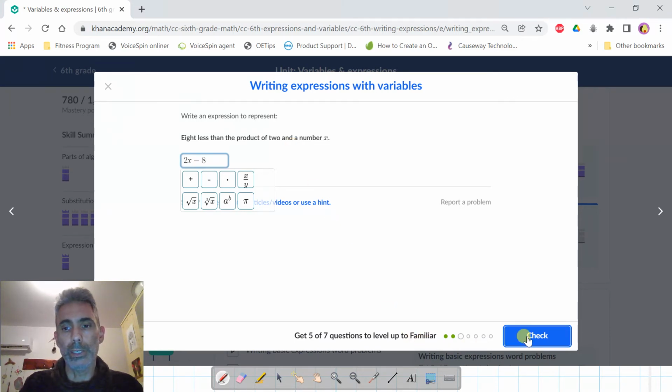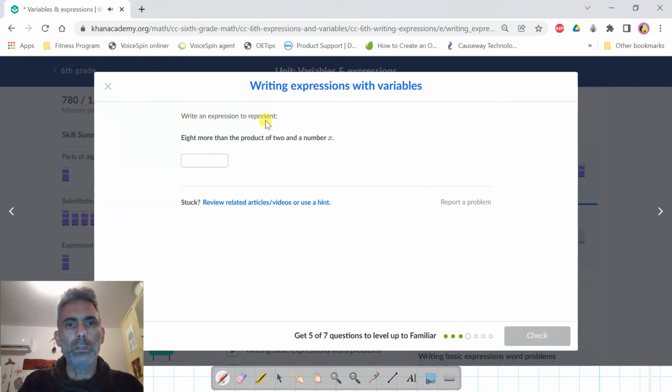2x minus 8. Okay. Write an expression to represent 8 more than the product of 2 and the number x. Okay, so it's 2x plus 8.